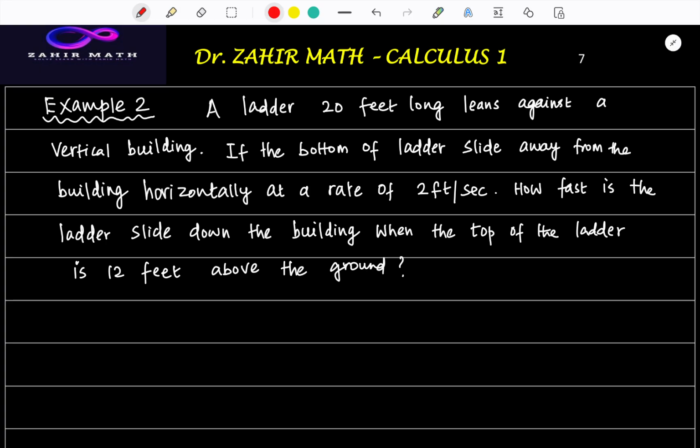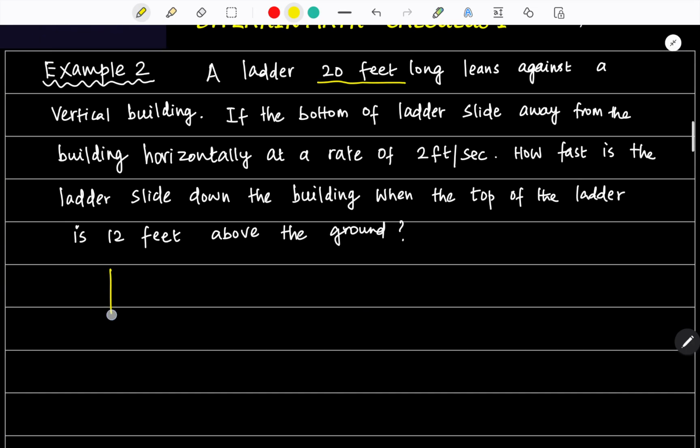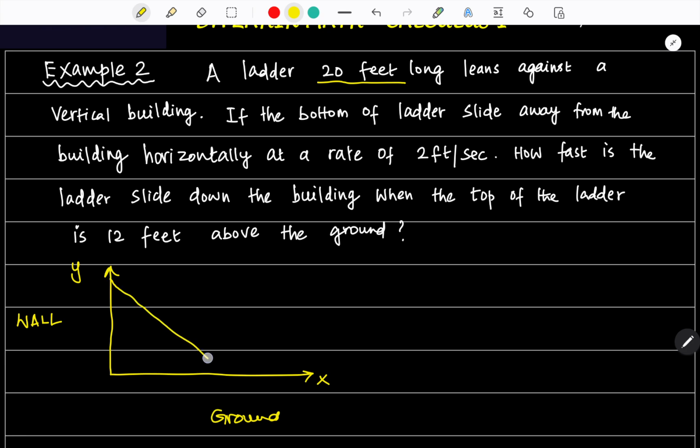A ladder 20 feet long. So ladder means what? This is the wall. For example, let me write, this is the wall. And this is your x-axis and this is your y-axis. Actually, this is the ground, right? So normally the ladder will be like this, right? So the ladder is 20 feet long. So what is given? Ladder length is equal to 20 feet long.